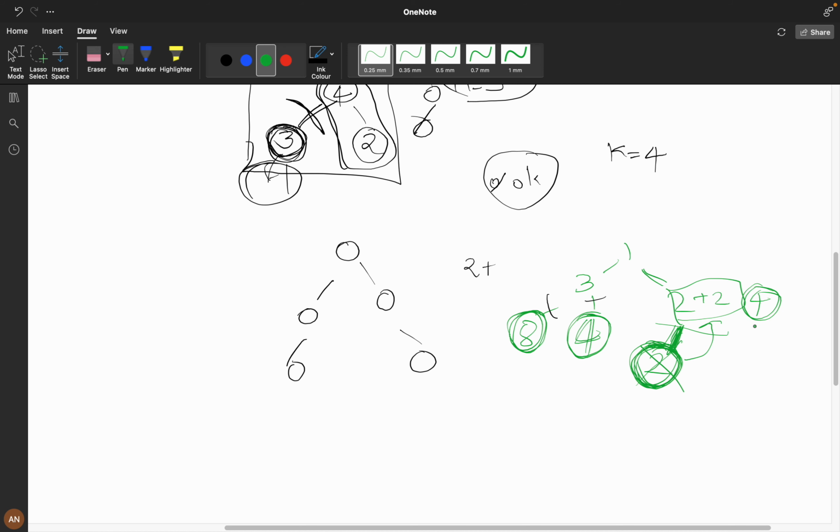4 is divisible by 4, absolutely it is divisible by 4. So I will increment the count by 1. Then it will come over here, 1. This is my leaf node.